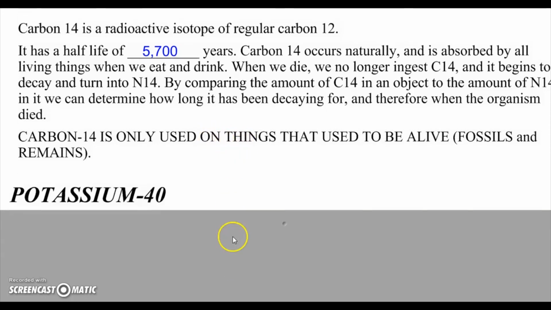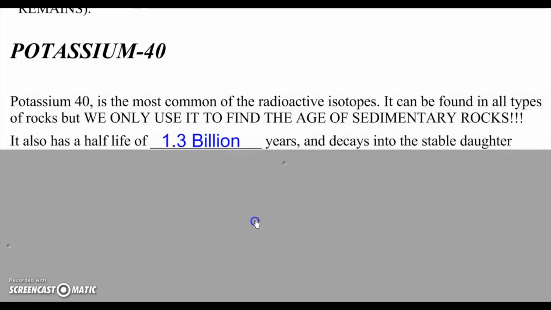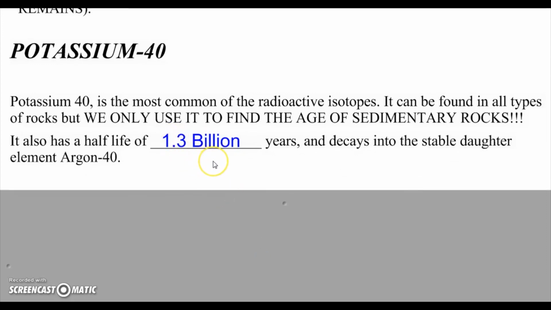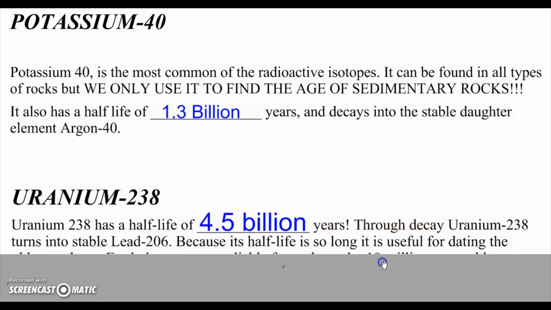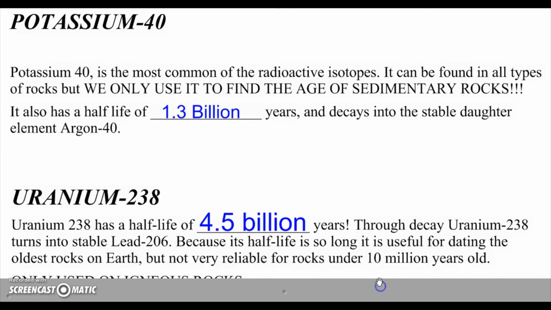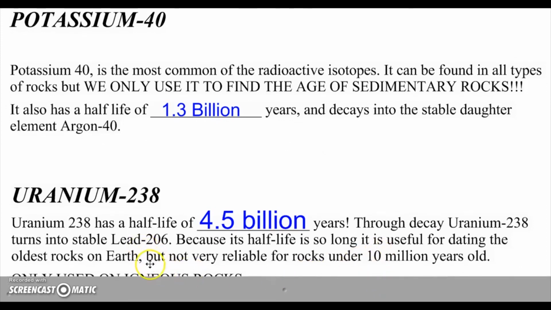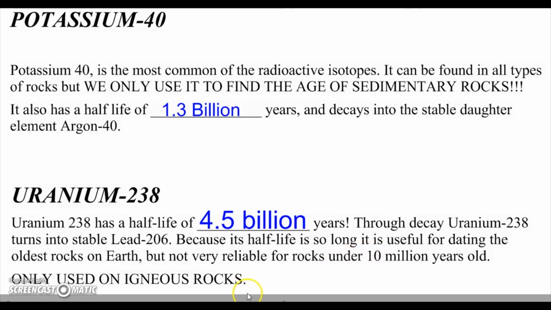Right? Potassium-40 was the next one. We can only use it to find the age of sedimentary rocks. It's a half-life of 1.3 billion years. Okay? Last one, uranium. 4.5 billion years is its half-life. Though decay is the oldest rocks on Earth. What's interesting is that it's not reliable for rocks that are under 10 million years old. That's just not enough time to use uranium to date them. Okay? These are only in igneous rocks. So this is kind of a rundown of how we use radioactive dating to find the age of rocks.